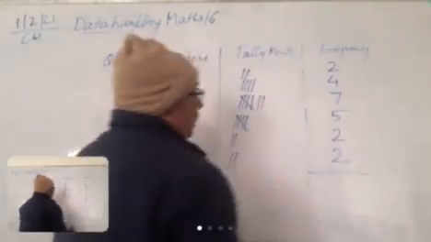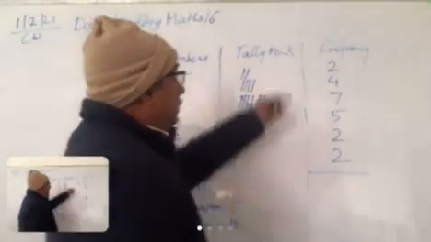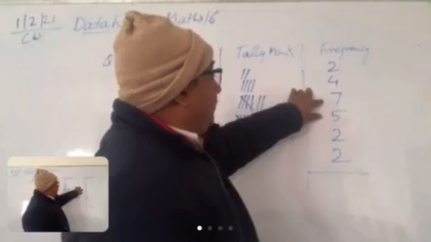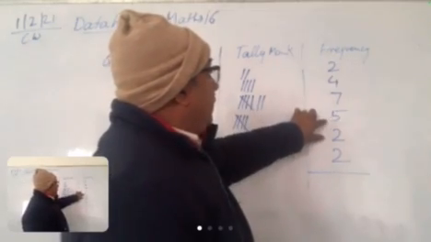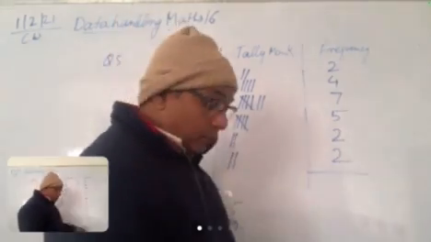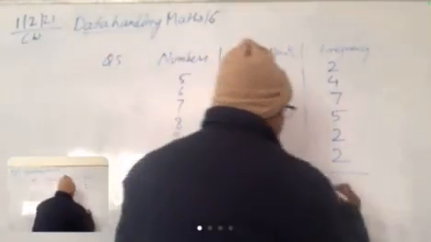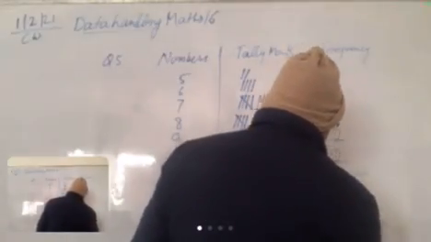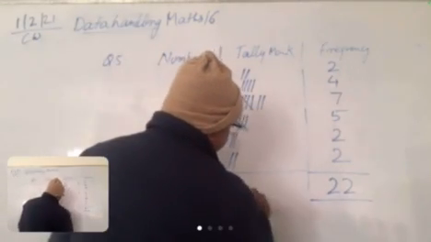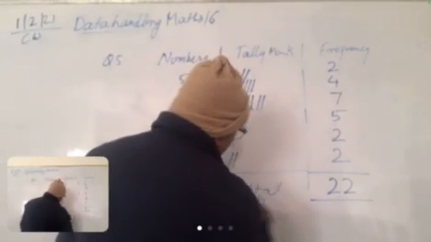Now total. This is 2 plus 4, 6, 6 plus 7, 13, 13 plus 5, 18, 20 and 22. So we know now this is not given in the question, but every time this is given, what is the total? Total is there.